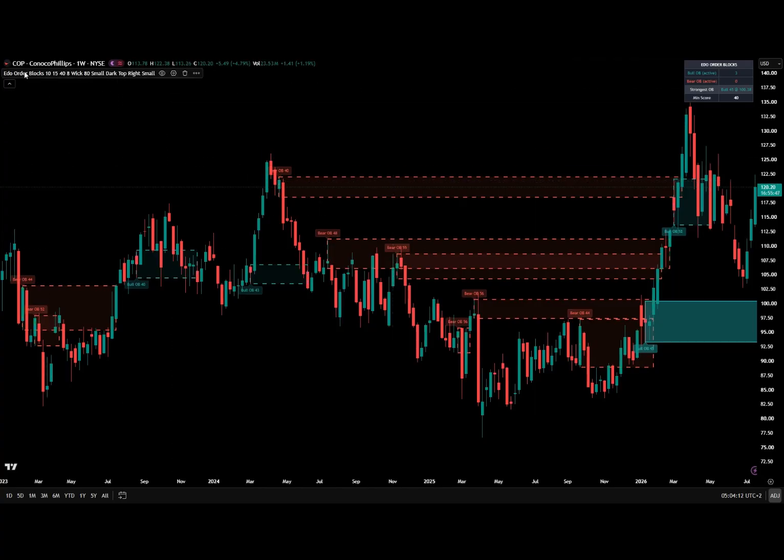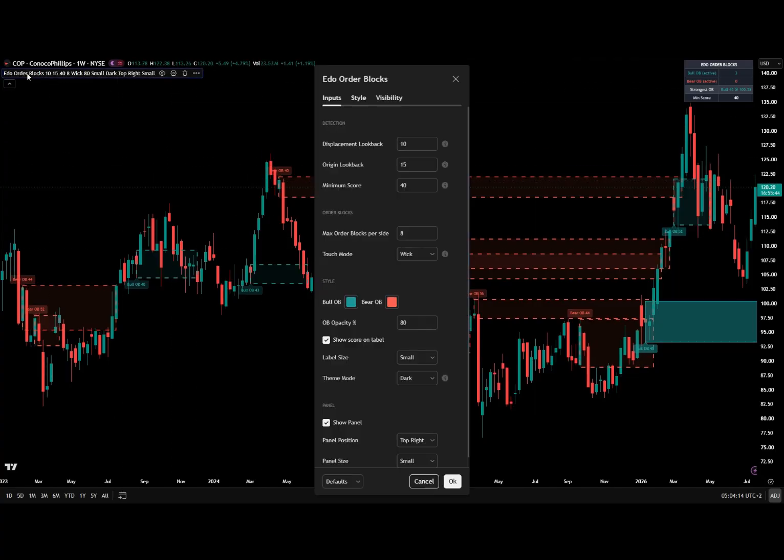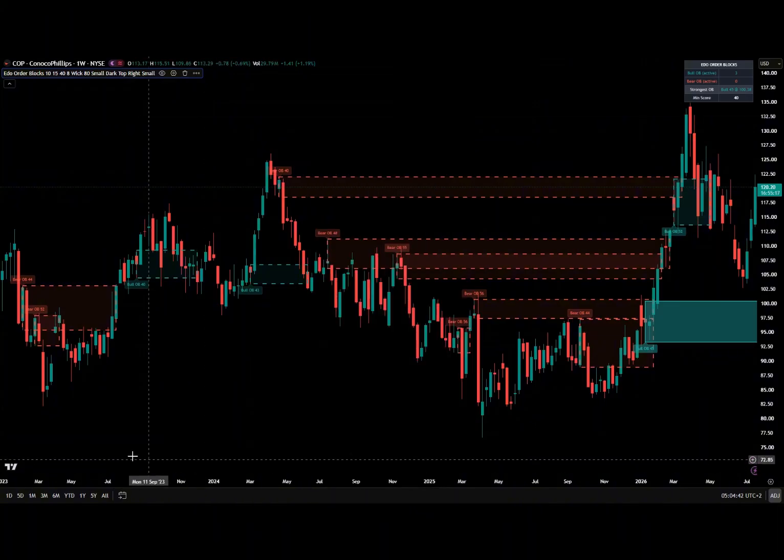Let's open the settings. Detection is where the logic lives. Displacement lookback sets how many bars the break must clear to count as an impulse. Origin lookback is how far back it searches for the candle that started the move, and minimum score filters out the weak zones. Touch mode decides what counts as a test, a wick tapping the zone, or a full close inside it. On Conoco Weekly the defaults are a solid starting point.